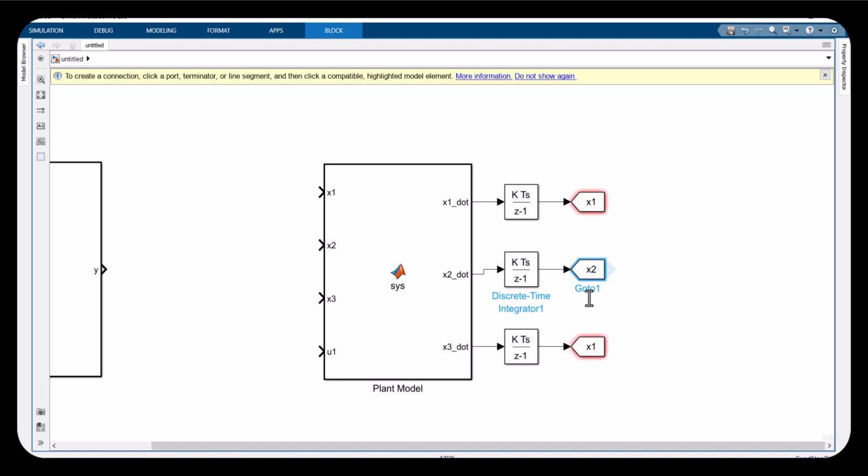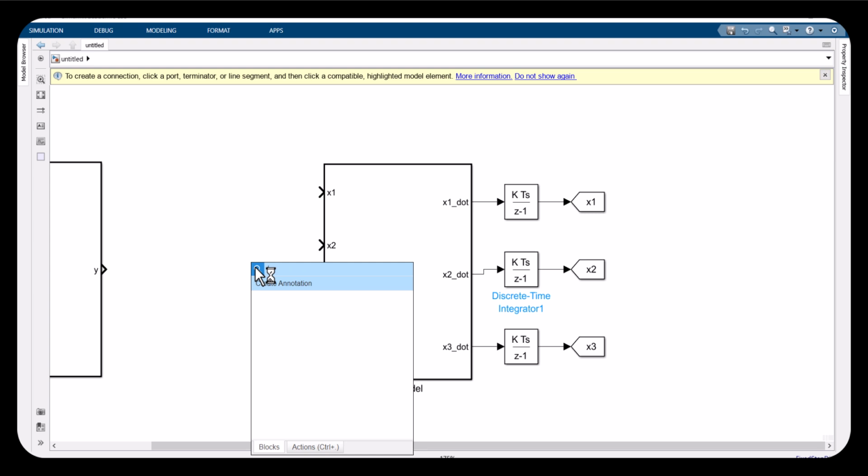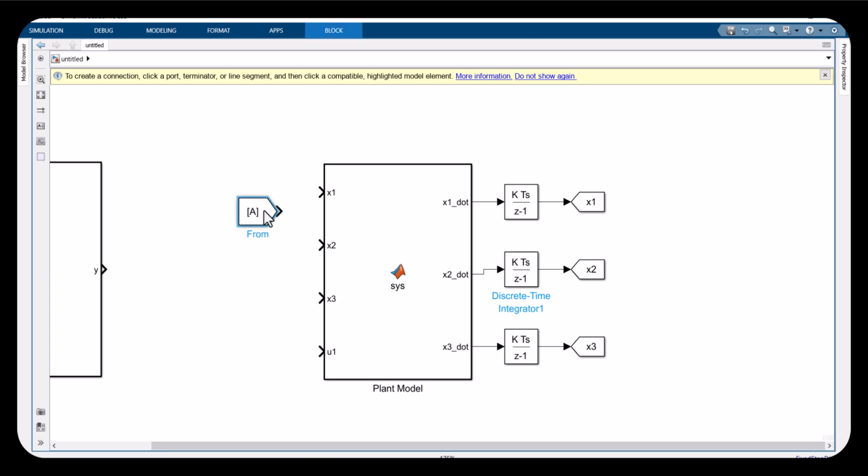So x1, x2 and x3. For the receiving side, I would write From block and click it like this. This one is x1, this one is x2, and this one is x3. This is equivalent to what I did earlier. Rather than directly connecting this wire all the way to this point, I can just send the data and receive it.